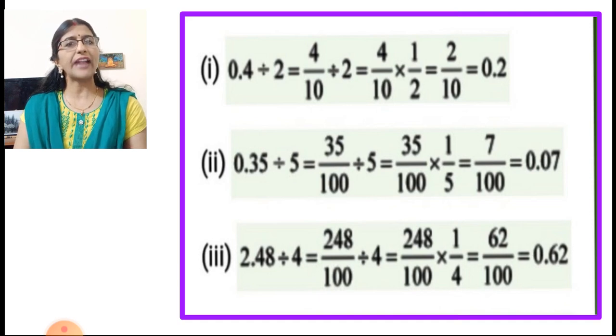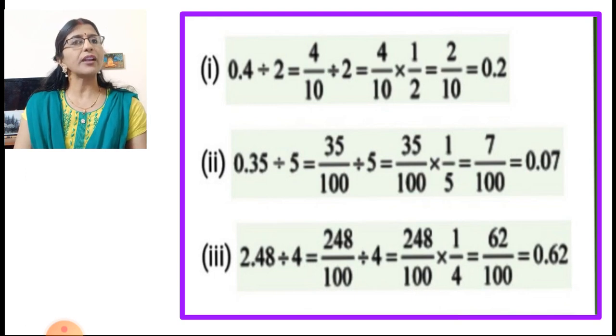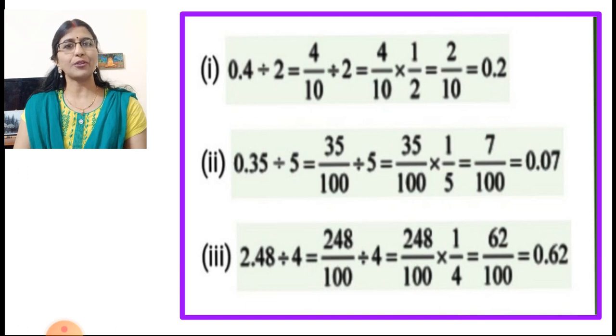Division of fractions we have learned before. If 2 is written, you have to assume that 1 is there in the denominator. So we will have to solve it. First 4 upon 10 we will write, and then division will become multiplication. We have to change the sign, and then 2 we have to write in reciprocal form, which we have learned before. So it will become 1 upon 2.